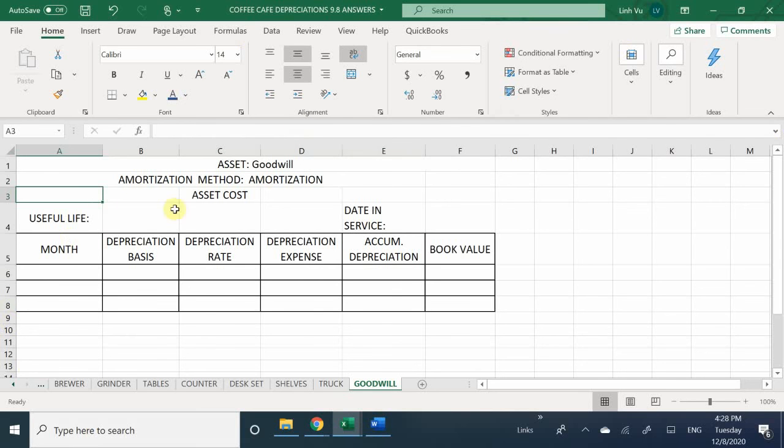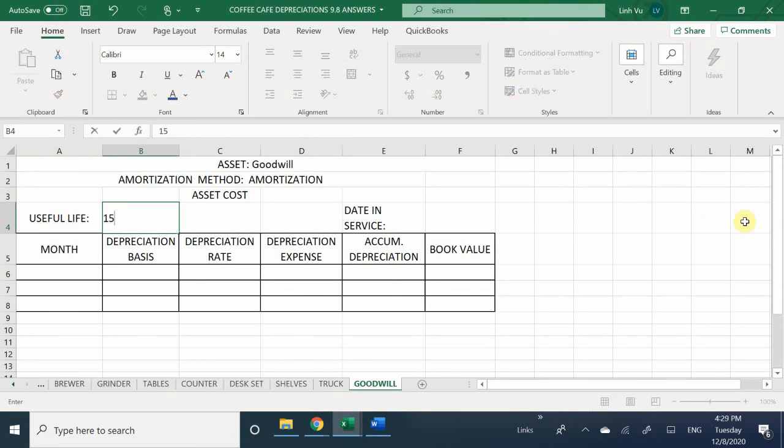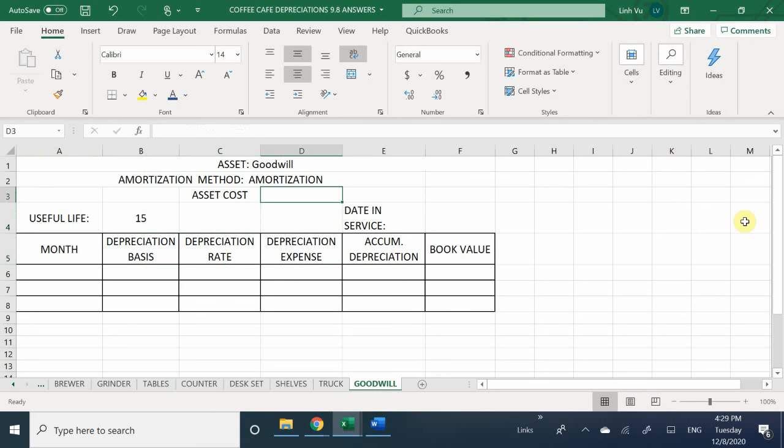Okay, so there's a difference. If you notice it just by looking at the table, there is no salvage value. All right, and the assumption here is that it's for 15 years, okay? And if it acts like straight line, except no salvage value, let's go ahead and enter the information. So, what is my total asset cost?